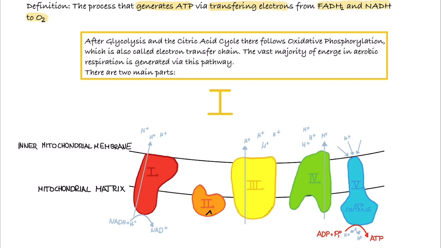Let's dive into it. So we've talked about glycolysis and the citric acid cycle before. So I hope you're familiar with them because this is the basis for understanding what's going to happen here. Oxidative phosphorylation is also called the electron transfer chain, which makes sense because we're transferring electrons. Like with the citric acid cycle, this process takes place in the inner membrane of the mitochondria.